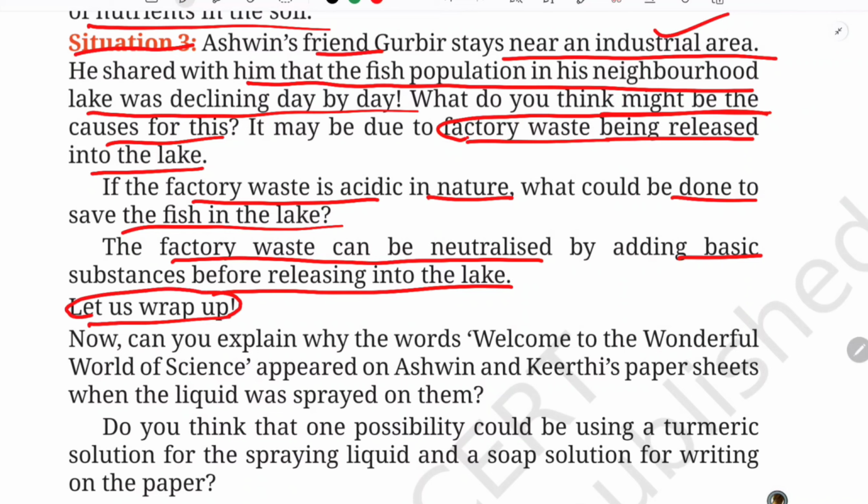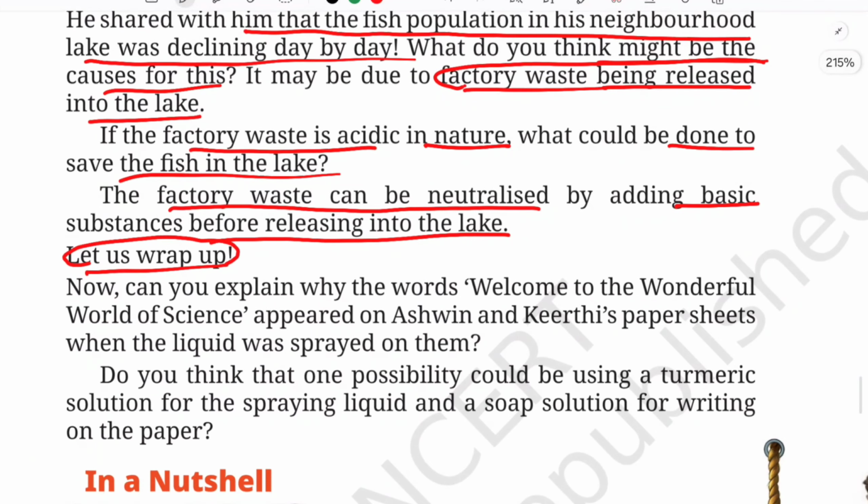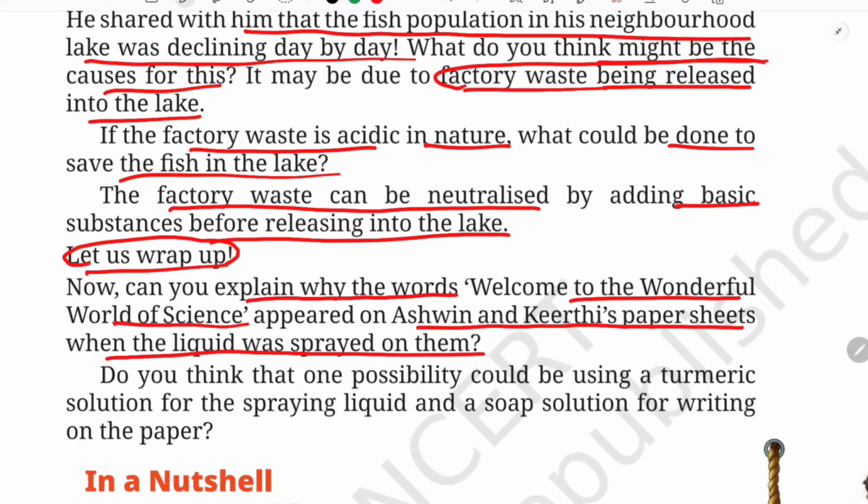Remember when we started this chapter, there were 2 kids going into a science fair and a white sheet of paper was given to them, and when some liquid was sprinkled on that paper, suddenly some words were visible. What was the reason? I hope you have learned. Now let us conclude about that. You can explain why the words "Welcome to the wonderful world of science" appeared on Ashwin and Kirti's paper sheet when the liquid was sprayed on them.